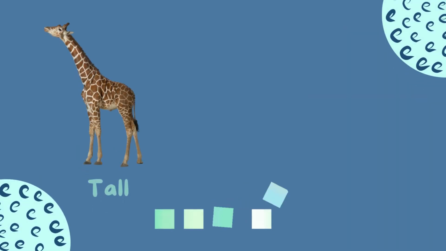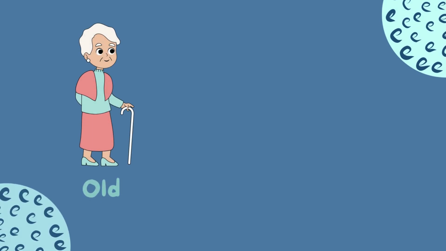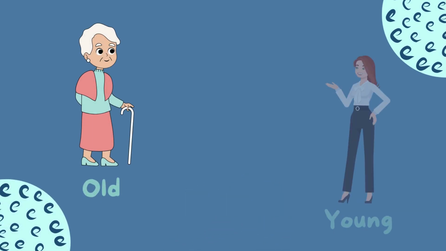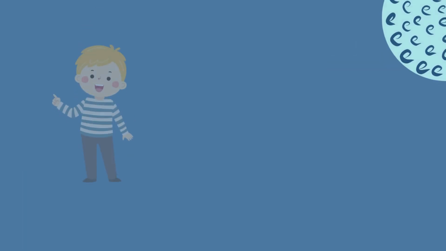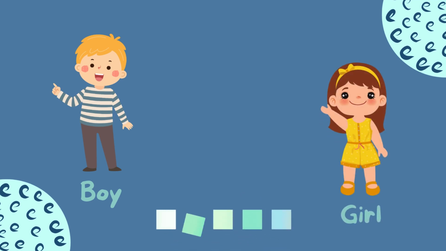Tall. See how tall the giraffe is? So opposite is short. Rabbit is quite short. Tall and short. Old. See how old the lady is? So opposite of old is young. Old and young. Boy. It's very easy. Yes, girl. Opposite of boy is girl.